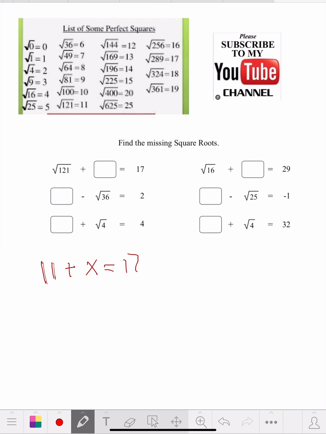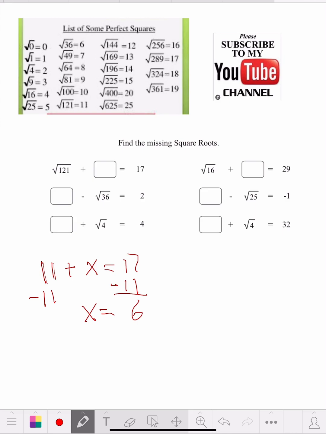Now, we want to get x by itself. So how do we do that? We subtract 11 from both sides, because what we do to one side, we have to do to the other side. So now we come down with a 6. X equals 6. But that's not really how they want this. They want that in square root form.